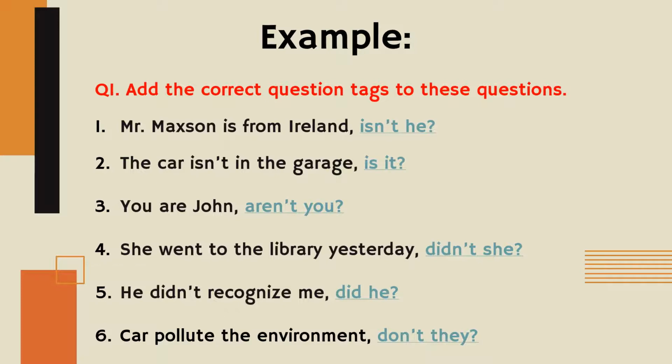Fourth one is she went to the library yesterday, didn't she? So the statement is a positive statement and the question tag added to the fourth statement is didn't she. Fifth one is he didn't recognize me, did he? So it is a negative statement which will be into a positive statement. So the question tag added to the fifth statement is did he?